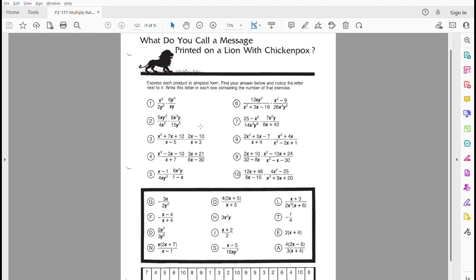To solve this riddle, we have to simplify these 10 expressions here. And whatever letter the answer is for one of these, we just put that letter next to the number down in the box below. So for example, if I do number 1 and I find that the answer is H, for example, I don't know what it is, but maybe that's it, then I would put an H next to the 1 right here, or whatever letter it was. So let's go ahead and see where this one leads us.